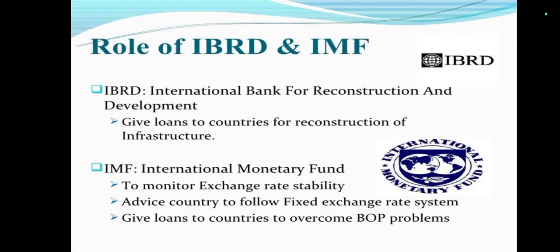Likewise, the IMF was another institution which gave loans to countries where the balance of payments was fluctuating. It monitors exchange rate stability, advises on the fixed exchange rate system, and gives loans to countries to overcome balance of payment problems. A balance of payment problem means the country is facing a negative impact, so the IMF gives loans to those countries to pay the balance of payments and regain stability.